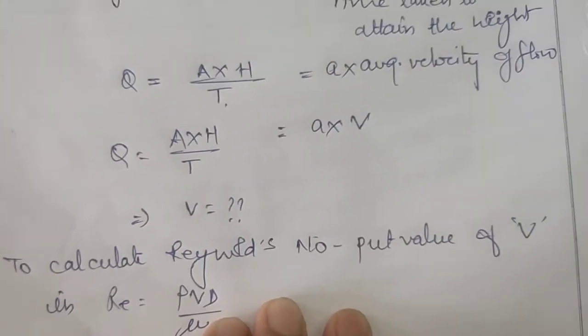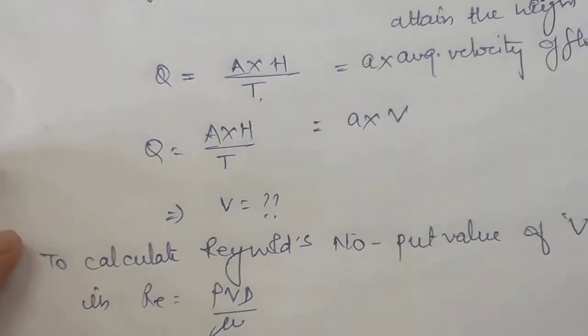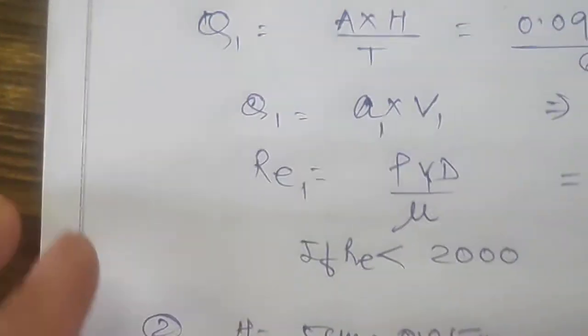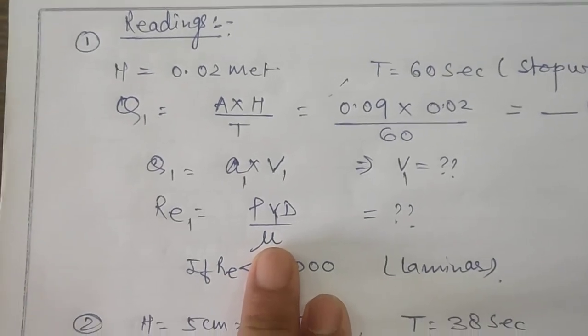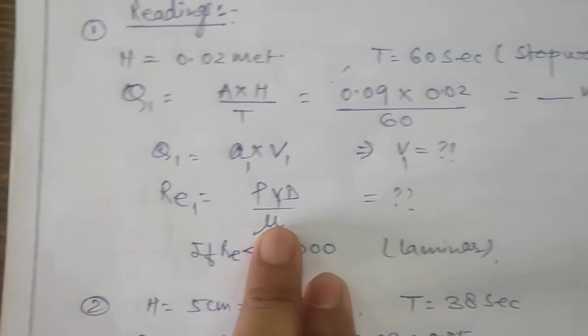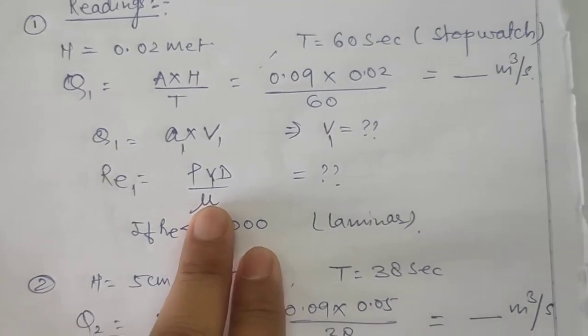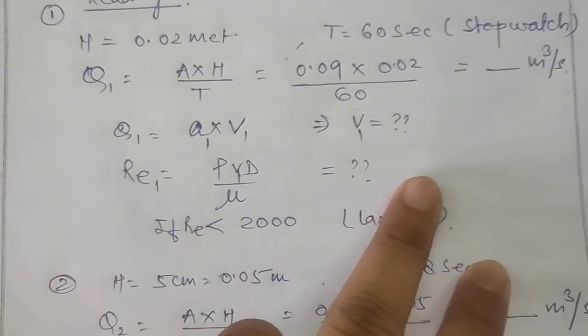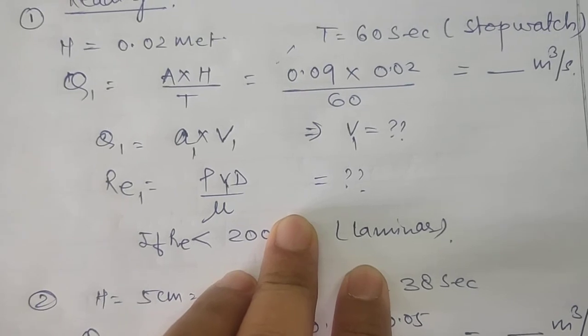And to calculate the Reynolds number, put the value of this velocity V in the Reynolds number formula, that is rho V d by mu. We have taken 3 readings here. Reading 1: the height in the tank is 0.2 meter and the time taken to reach that height is 60 seconds. With the help of a stopwatch, we have measured this.